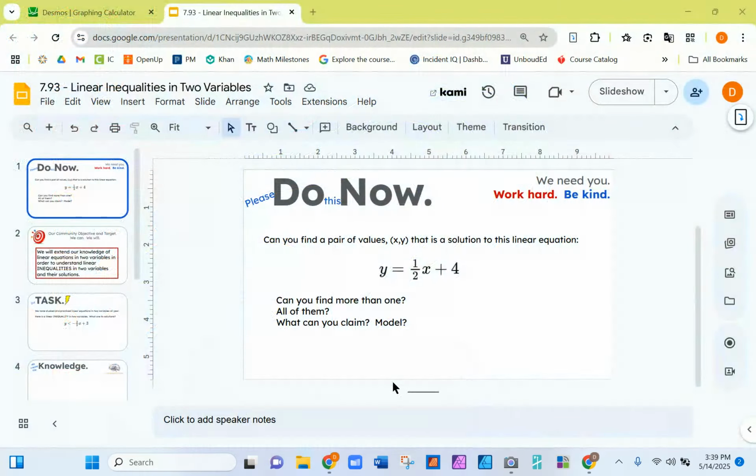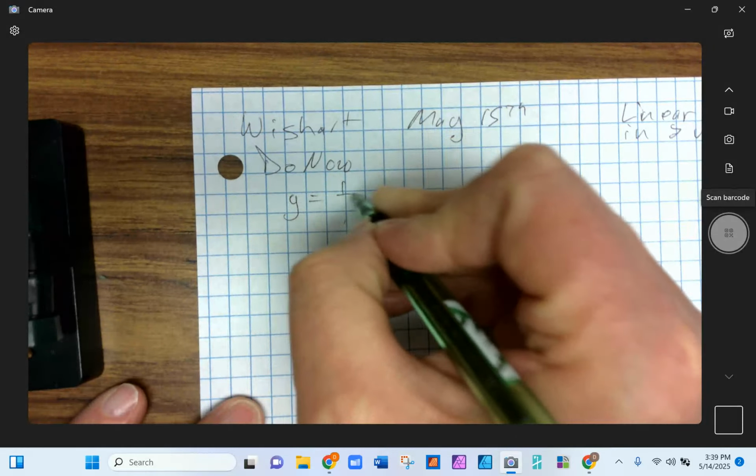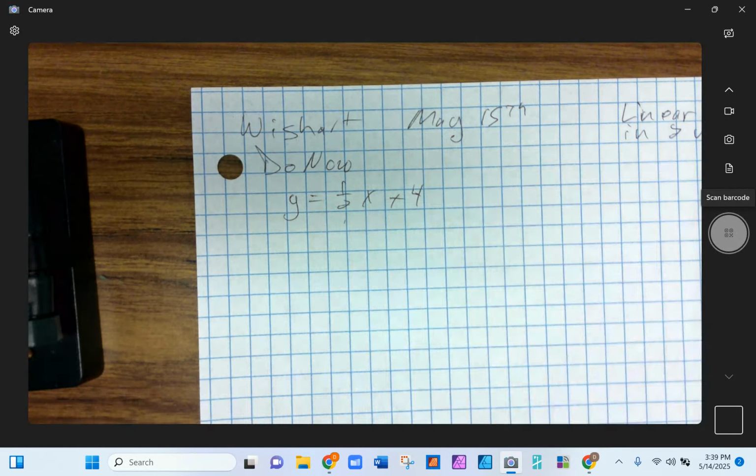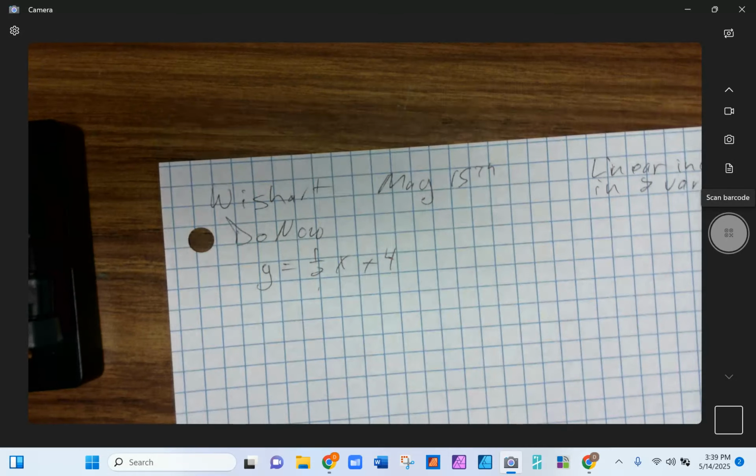Let's talk about the do now. Can you find a pair of values that is a solution to this linear equation? So easiest way to do this is to graph it. y = 1/2 x + 4. Graph paper, so we're going to make a graph. Should be pretty easy to do. I actually don't want that. Let me get a protractor.